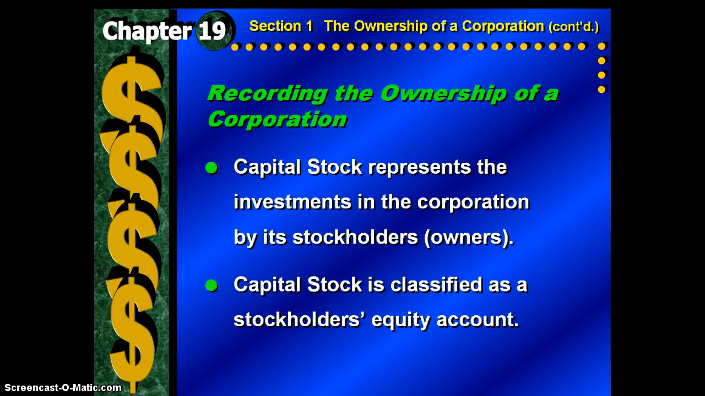We're going to talk about a couple new accounts today, the first one being capital stock. Capital stock represents the investments in the corporation by its stockholders or owners. Now, stockholders or owners of the corporation can range anywhere from one individual owning 100% of stock to thousands of individuals owning smaller percentages of shares within the corporation. All right? The account capital stock is classified as a stockholders' equity account as opposed to the Accounting 1 days where we had owner's equity. Now we're using stockholders' equity.